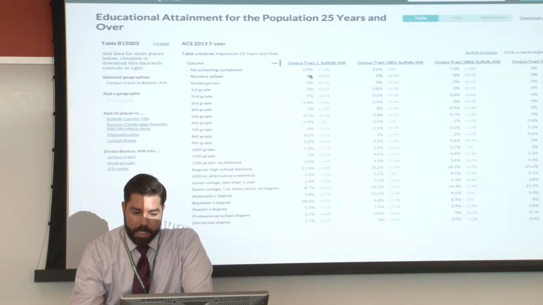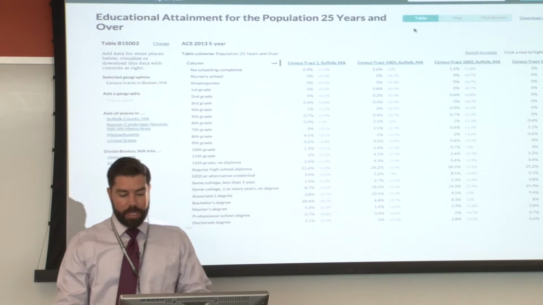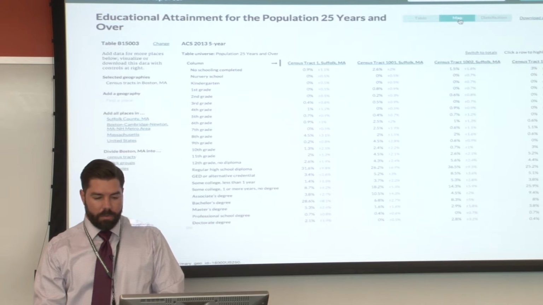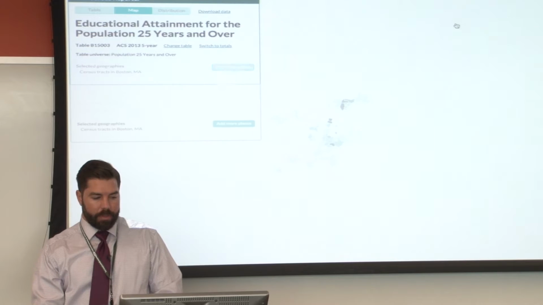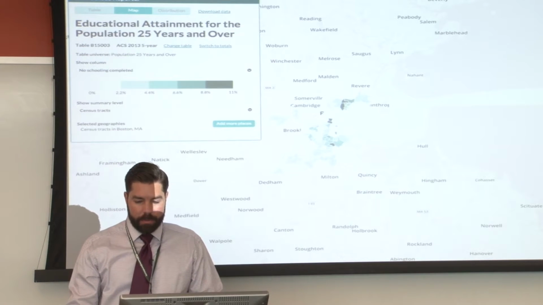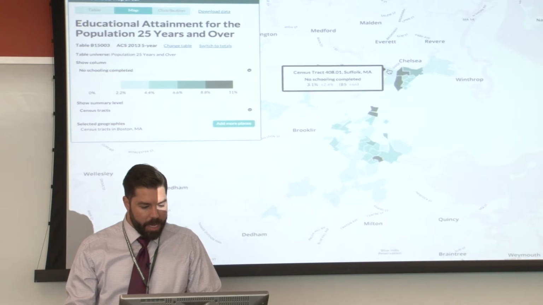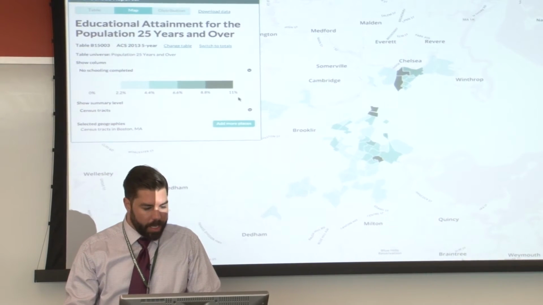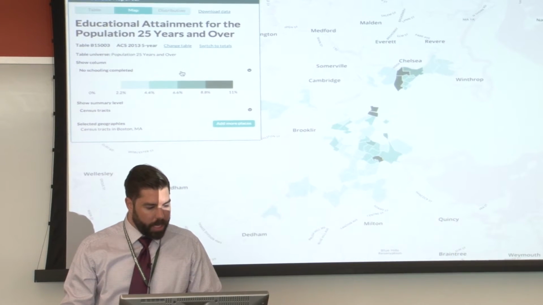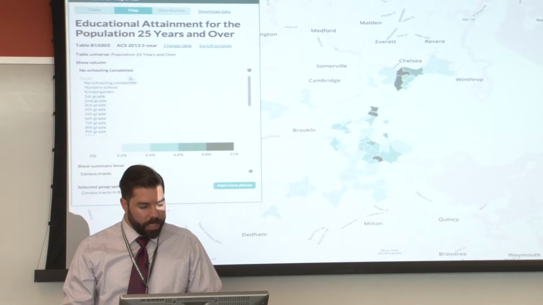Now I've got the educational attainment for each census tract. All right, so check this out. I'm looking at a table, right? It's a bunch of numbers. Click on map. Now we've got a cool map already made. You can hover over and see what you're looking at there. We're looking at the column no schooling completed.